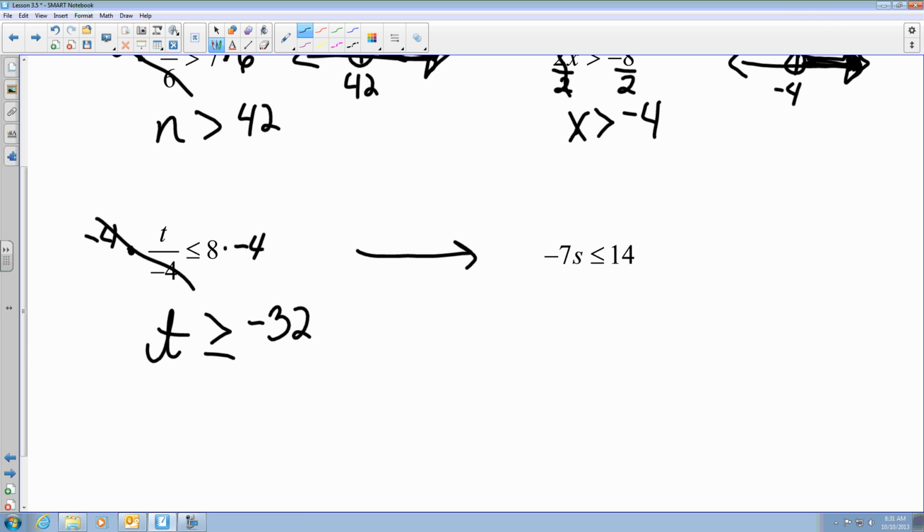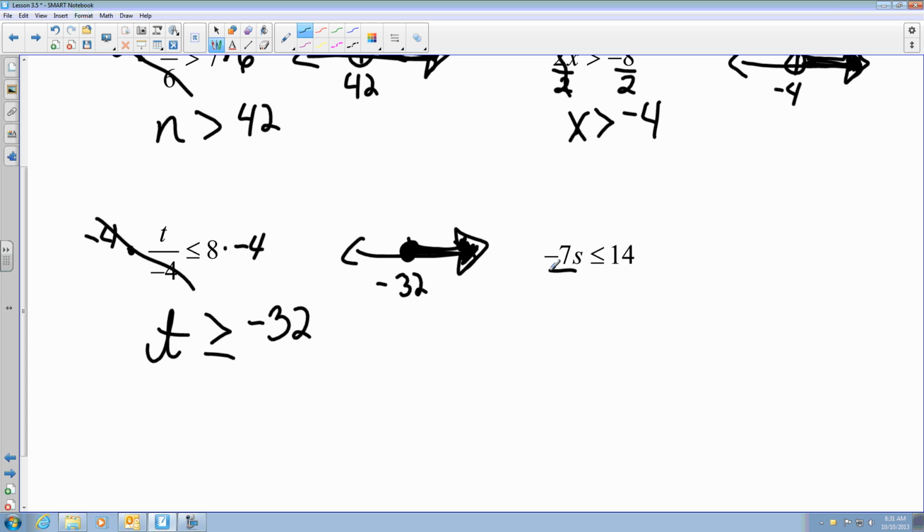If I were to graph this, put negative 32 in the center, it is going to be a closed circle. And again, it's going to be opening to the right because my arrow is pointing to the right because my variable is positioned on the left-hand side of my inequality.